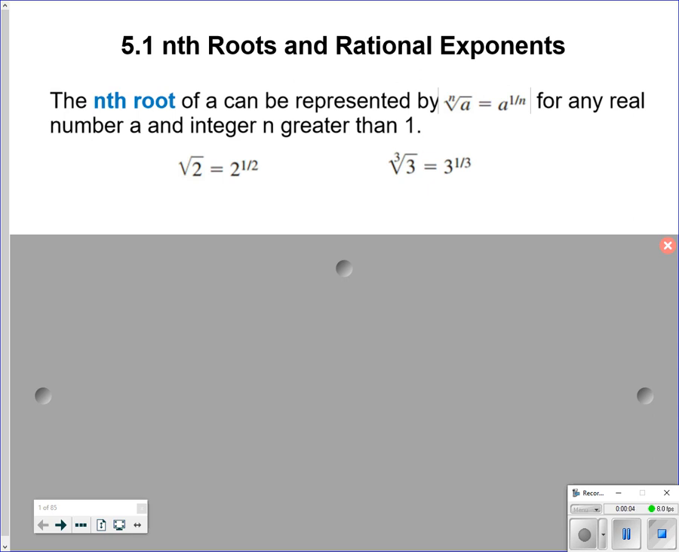We're going to start a new chapter today, Chapter 5. Chapter 5's got a little bit of challenge to it, so we'll see how this goes. 5.1, nth roots and rational expressions. Basically, when you're taking the nth root of anything.